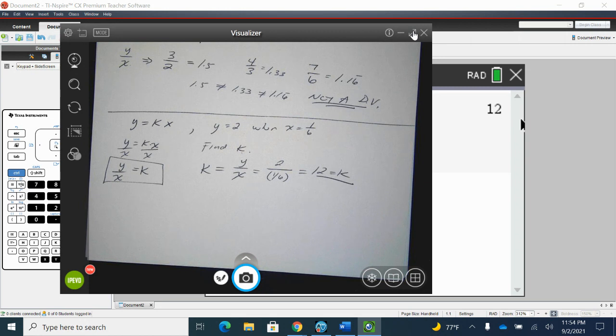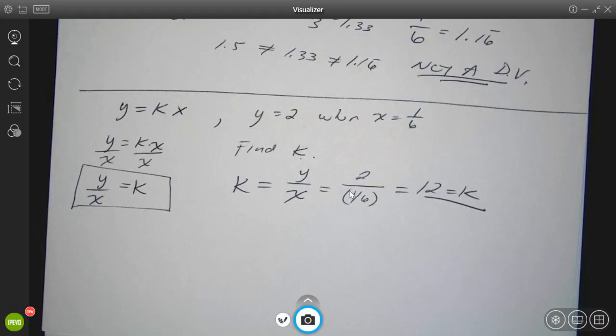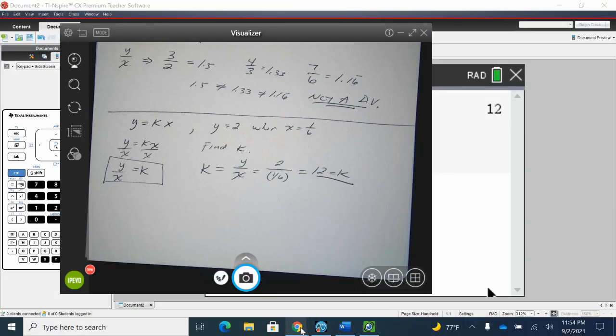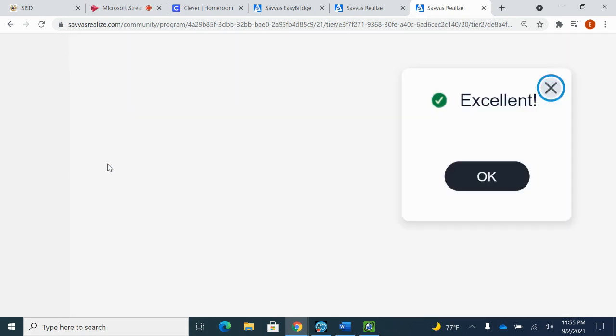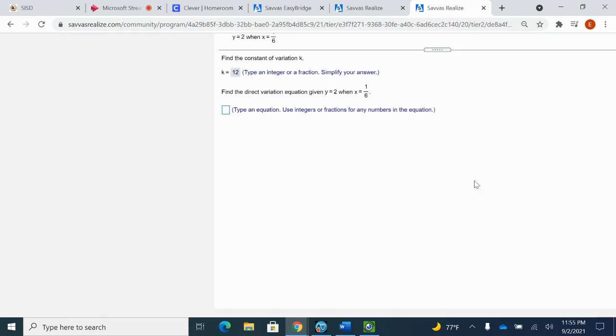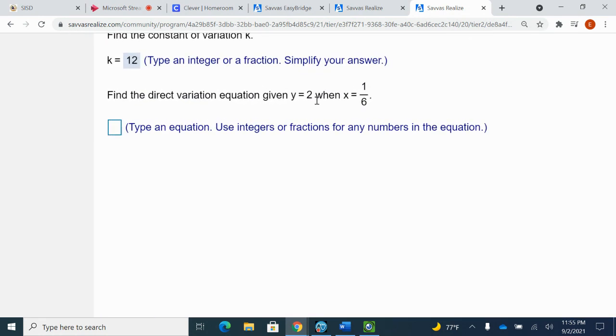Again, my constant of variation, 2 divided by 1/6, is going to be 12. Going back to the homework here. So I said find the constant of variation. So the constant of variation is 12. That is the first part. Second part says find the direct variation equation. Well, we just figured that out.